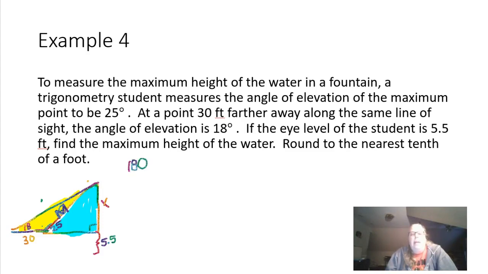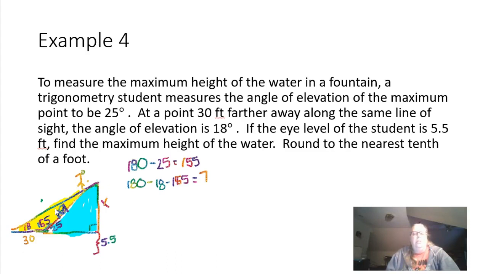Supplementary means two angles add up to 180 degrees. If I subtract 25 from 180, this is going to give me 155. That means that this angle right here is 155. And if I want to get this little tiny angle up top here, then I should be able to subtract the 18 degrees and the 155 degrees from 180, and that will tell me my little tiny angle up here. And that actually gives me 7 degrees. So this little tiny angle right here is 7 degrees.